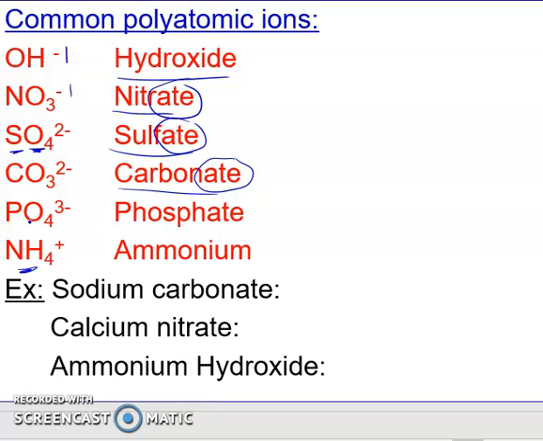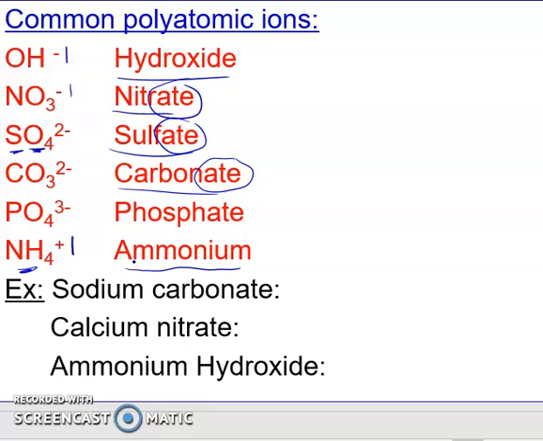Okay, so phosphate is PO4 with a -3. And then we have a strange one called ammonium. This is really the only positive polyatomic ion. It's also a +1. Notice the rest of these are negative. There's really just a few positive polyatomic ions. Most of them are going to be negative.